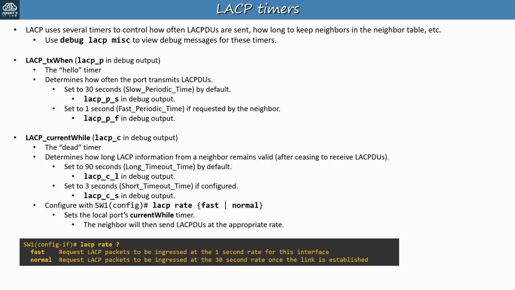And normal says request LACP packets to be ingressed at the 30 second rate once the link is established. So once the link is established, the port will request slow hellos from the neighbor, which is the default setting. Just keep in mind that this setting controls how often the neighbor will send hellos, not how often this port will send them.